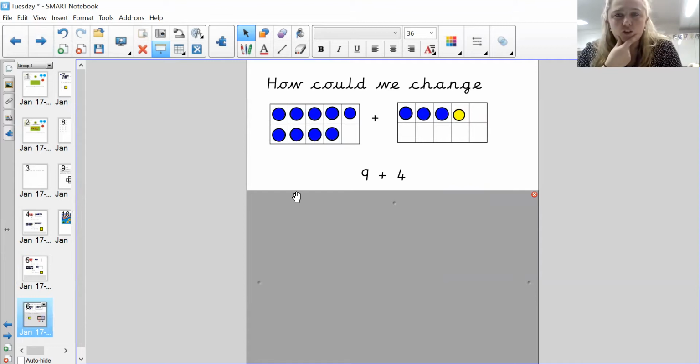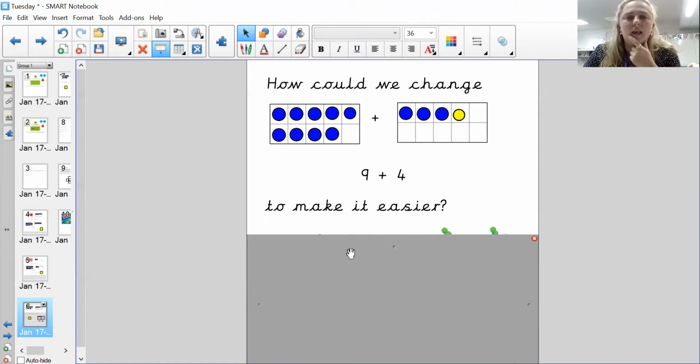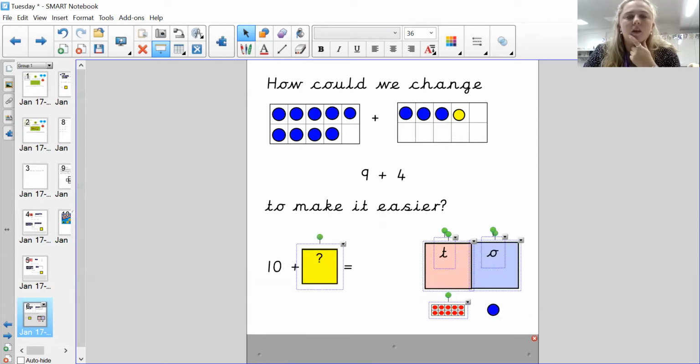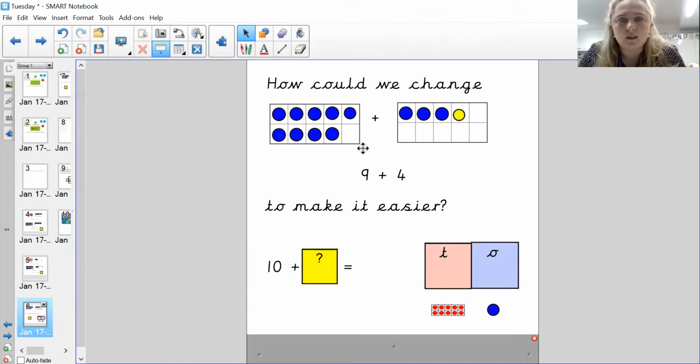How could we change this question to make it easier? Let's have a think. So far we've got 9 plus 1, 2, 3, 4. 9 plus 4. How could we change it to make it easier? We could change it to 10 plus something, couldn't we? Yeah, good idea. So let's do it. It's my turn. It'll be your turn in a minute. Let me fill up that tens frame and figure out what our new sum is going to be.